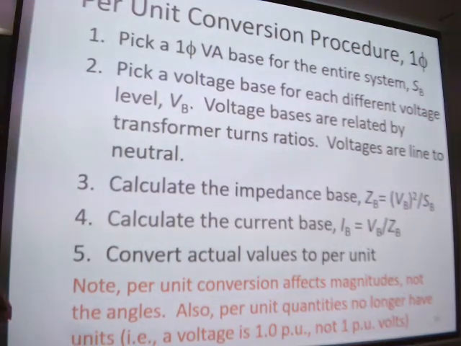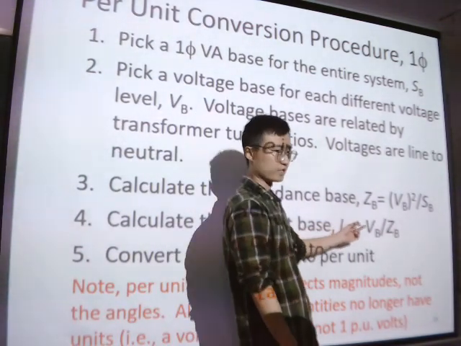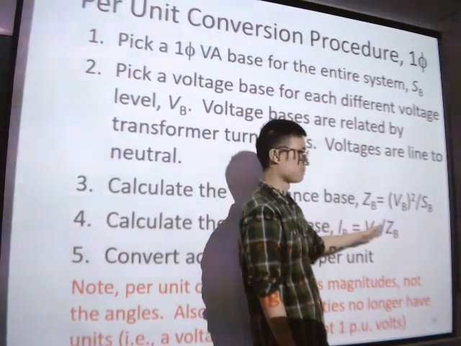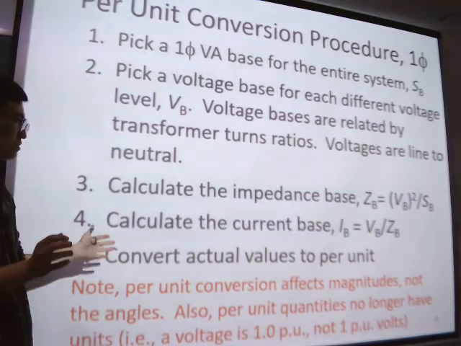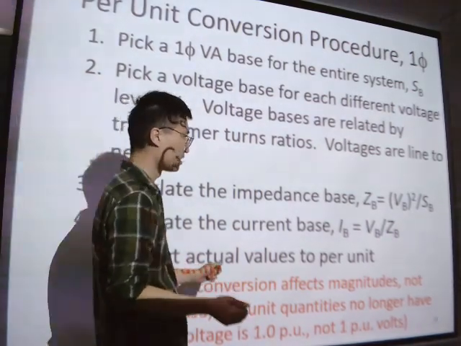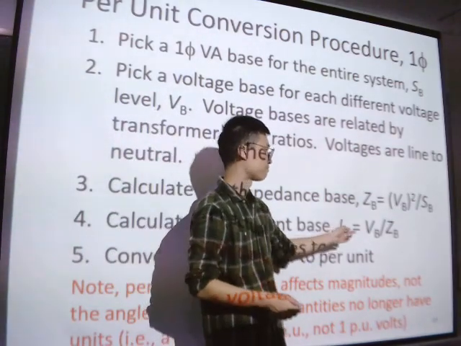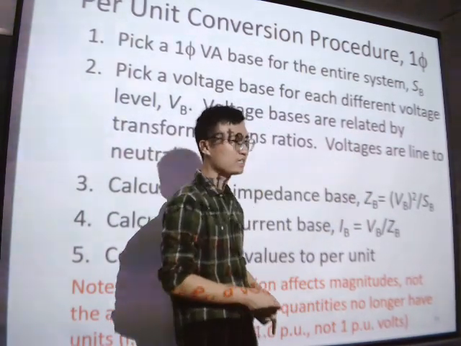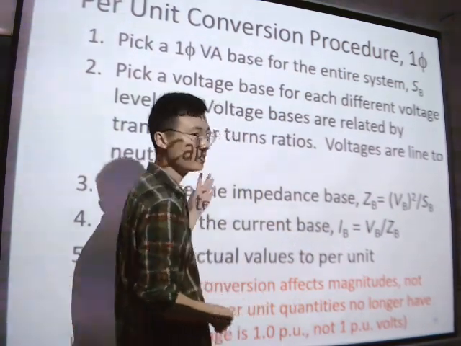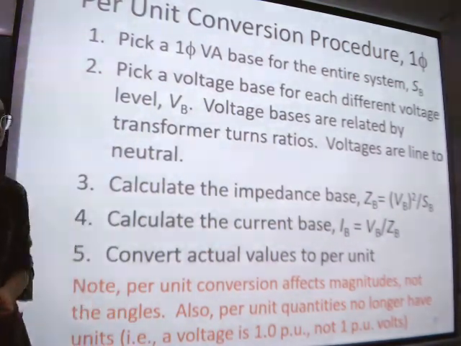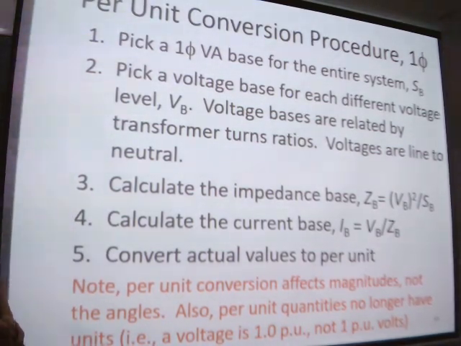So the next step is the current base, okay? The current is equal to the voltage divided by the impedance. For the final step, convert the actual power to the per unit, we just divide the actual power by the base. Okay, so we have the power, the impedance, the current, and the voltage. These are the four types of quantities.